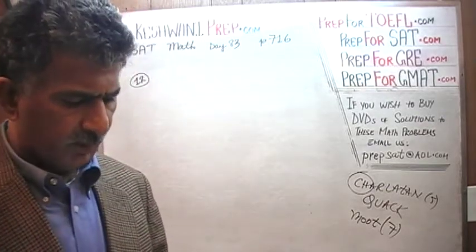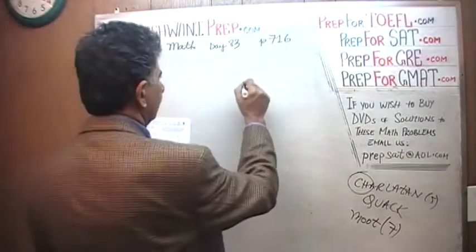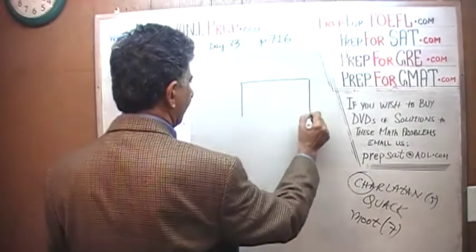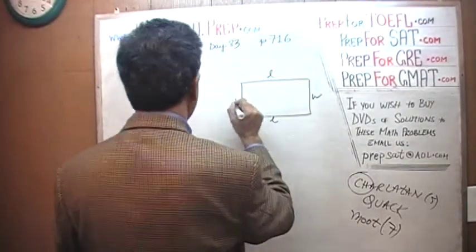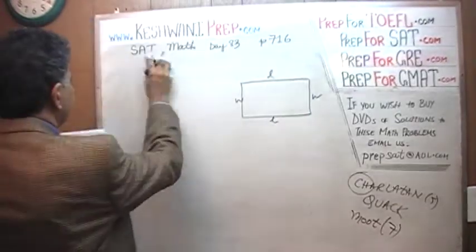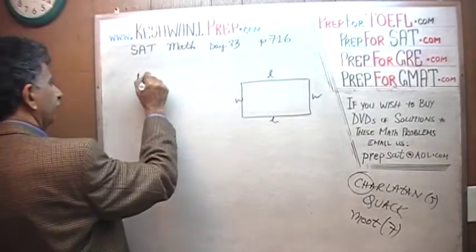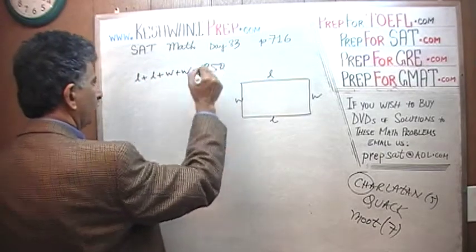Perimeter of a rectangular plot, we are told, is 250 meters. So let's draw rectangular plot. Here is our length, and here is the width. So we know that length plus width has to equal 250.